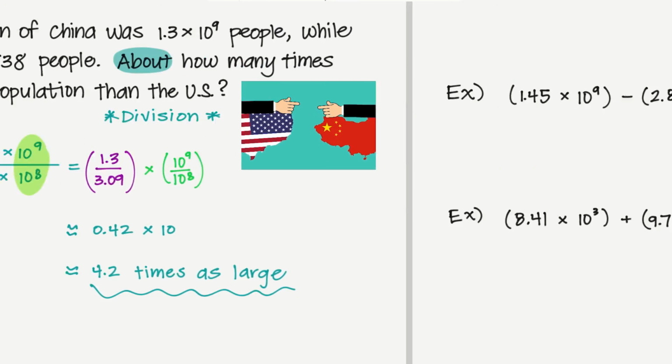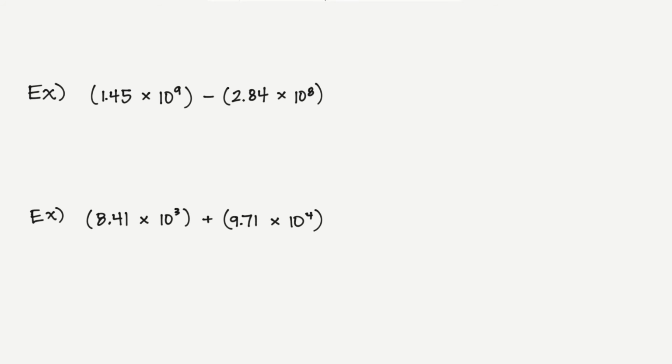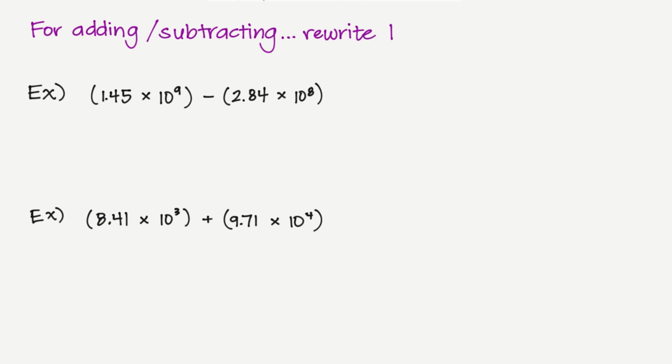And that's it. So to wrap up, I have 2 more examples for us. But this time we're not going to be multiplying or dividing. We're going to be using addition and subtraction. So when you are adding or subtracting using scientific notation, the best tip that I can give you is to rewrite all of your values so that they match the largest power. Okay, if you can have them all have the same power, it's so much easier.